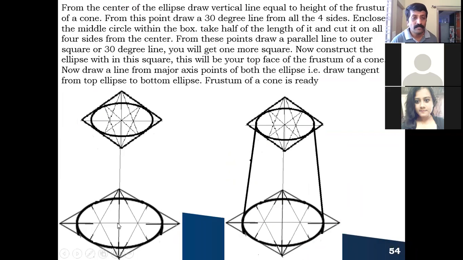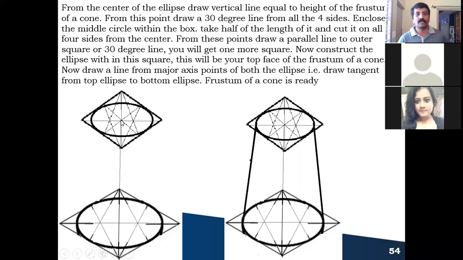So now, from the center, you draw the diagonals of this base. This is your center. From this center, you take the height of your frustum of a cone. The frustum of a cone height is given around 65 millimeter, I think. From this center, you take the isometric height, that is 65 millimeter, and cut it on this vertical line. So here I have got the 65 millimeter line. I will mark it here. After marking here, you draw a 30-degree line on all the four sides. Like this, draw one 30-degree line like this. Passing through the center, you draw the 30-degree line.